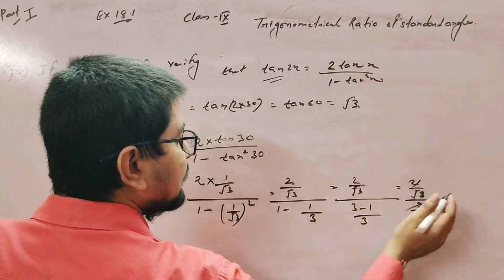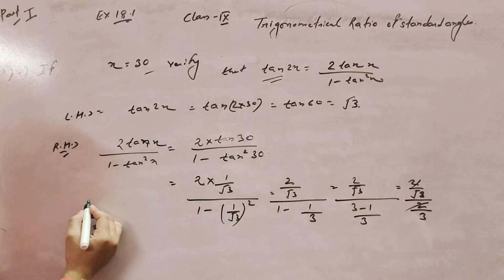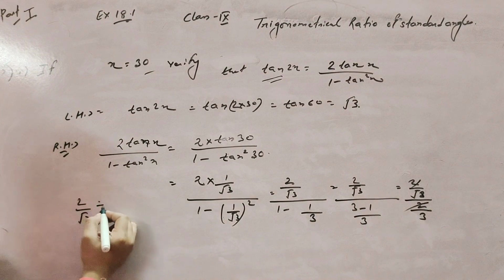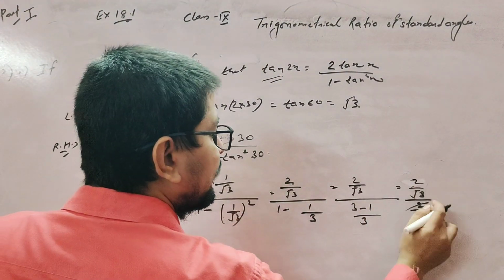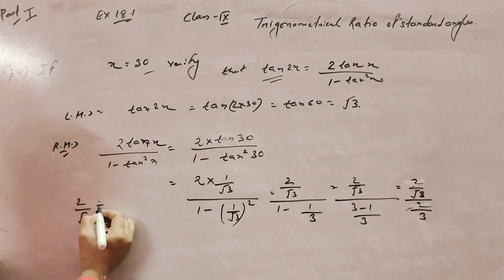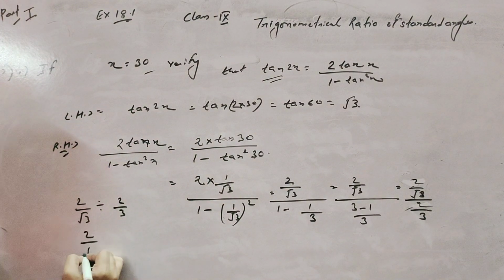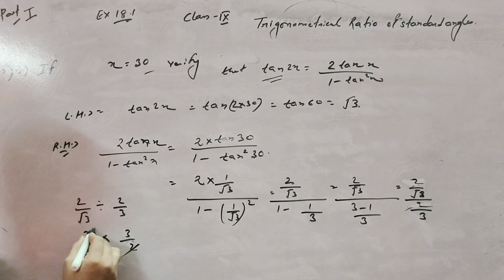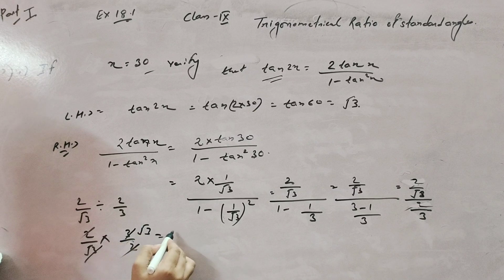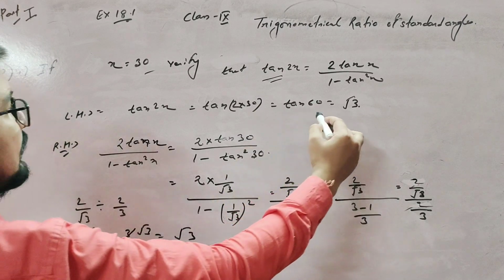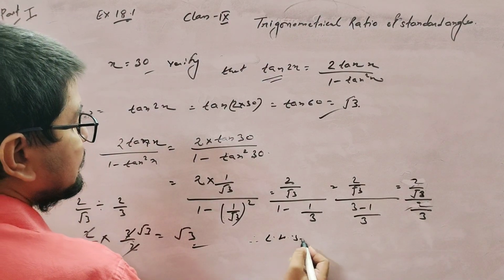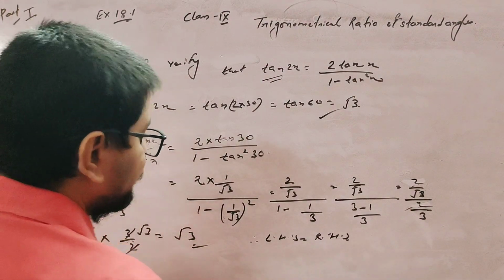2 by root 3 divided by 2 by 3. So 2 by root 3 into 3 by 2. Okay, so these two cancel, and here root 3 cancels 3, so we get here root 3. So the answer is root 3. So you see LHS is root 3 and RHS is also root 3. Therefore LHS equals RHS, proved.